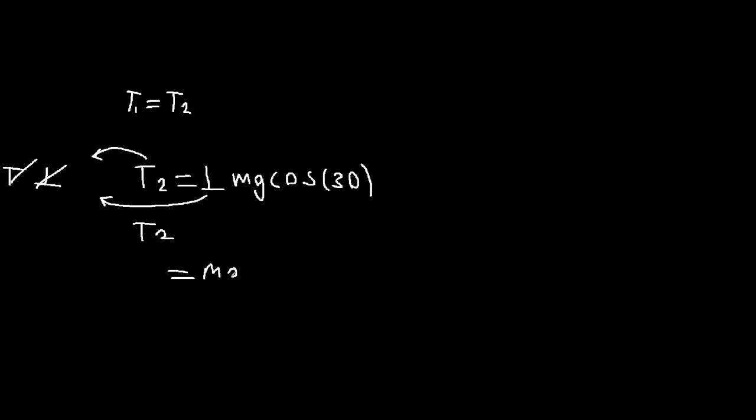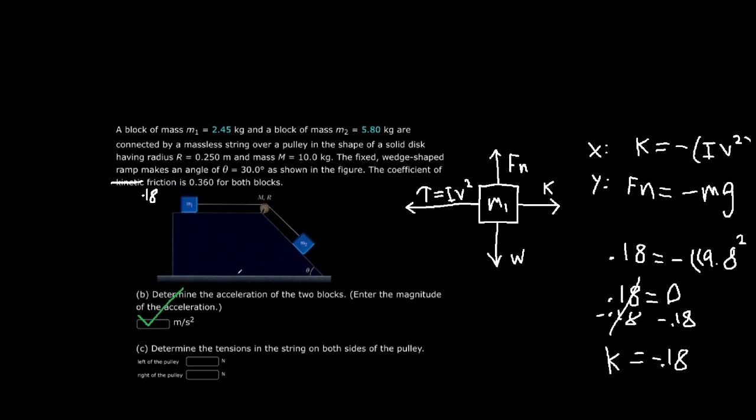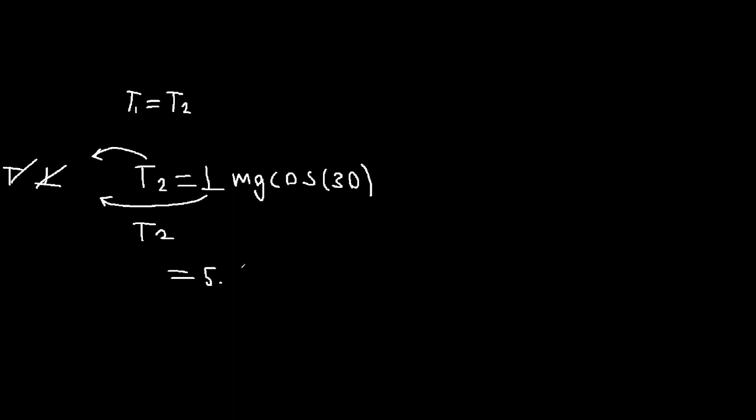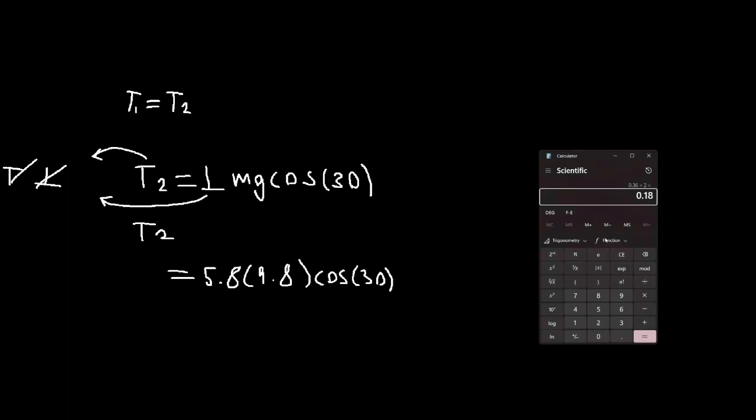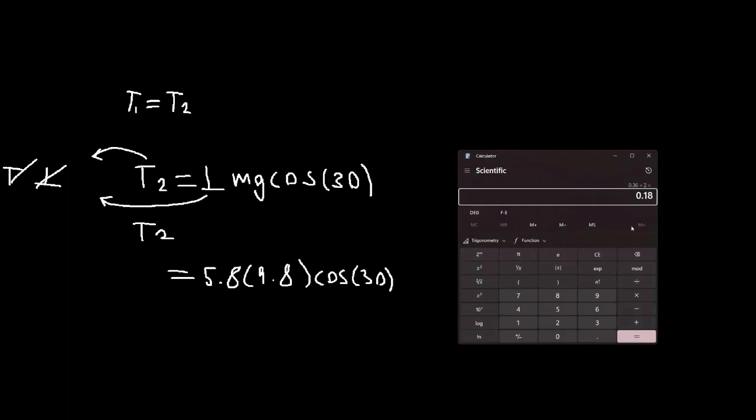So mg, so actually, let's write the mass of block 2, 5.8, 9.8 for gravity. And then cosine 30. So if we pull up our calculator and we clear, we'll have 5.8 times 9.8 times cosine of, we'll say, 30. As you can see, this properly got inputted in the calculator.